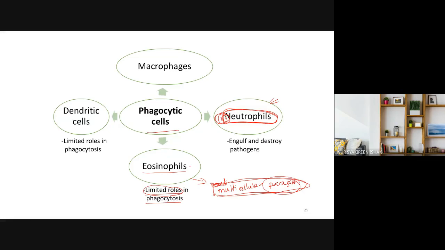Dia tak boleh nak engulf sebab eosinophil is one cell, kan? Dia tak boleh nak telan multicellular organism, multicellular parasite. Okay, so it will secrete chemicals that will kill the parasite. Okay, and then you have the dendritic cell. Limited role in phagocytosis also, but it can engulf the pathogen.